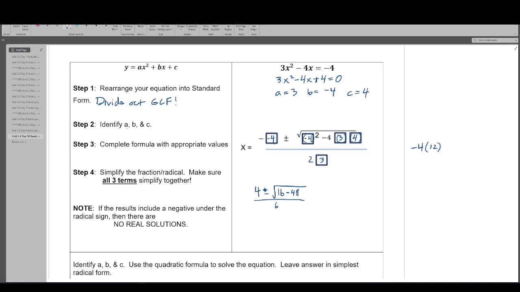The next step, A and C are positive. So the next step is to say I have 4 plus or minus root negative 32 over 6. And we know that with any of these methods, anytime we see a negative result under a radical, we put no real solutions, and that ends the problem. We don't do anything beyond that because we don't know about complex numbers yet, and we can't simplify a negative radical. So we stop there.